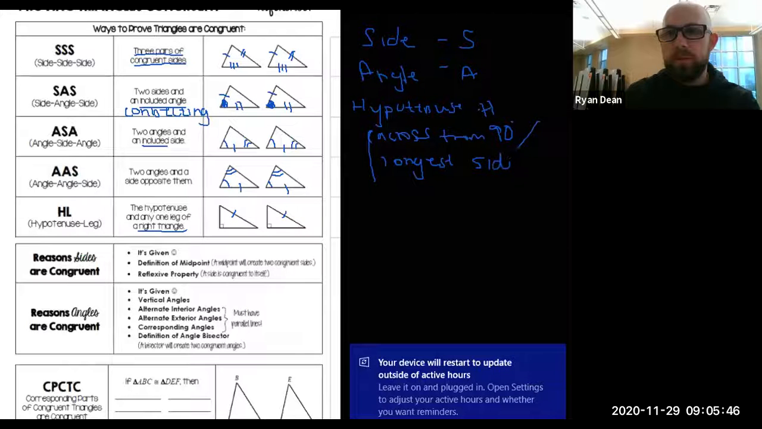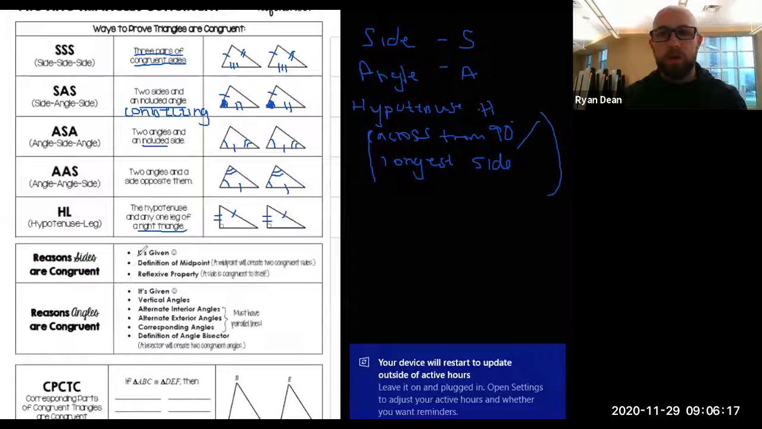Okay, so with hypotenuse leg, we know that the hypotenuse are congruent, and then we could have any leg of the right triangle also be congruent. So it could either be this one going up and down or this one down here at the very bottom. Okay, now when proving these triangles congruent, we have different reasons for sides and different reasons for angles.